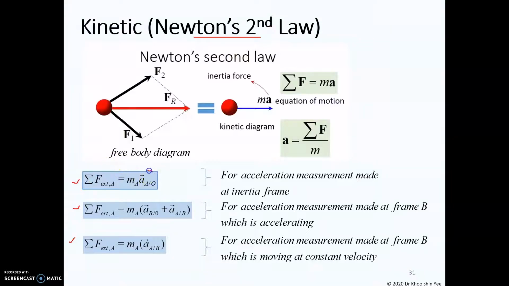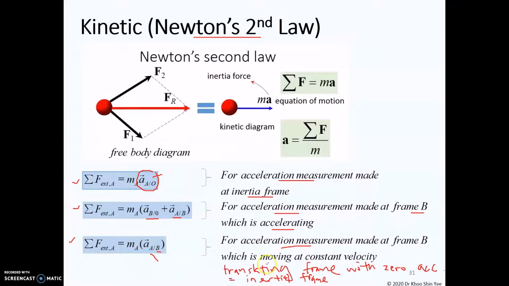For the first equation, you use the acceleration at point A with respect to O. So you actually measure the acceleration in the inertial frame. So this is absolute. For the second case, you have a B/O plus a A/B. For this case, the acceleration at point A is measured at point B. Frame B can be a translating frame which is accelerating, or it can be a rotating frame. If the acceleration is measured at point B, which is moving at constant velocity, in this case, you still obtain absolute acceleration at point A.